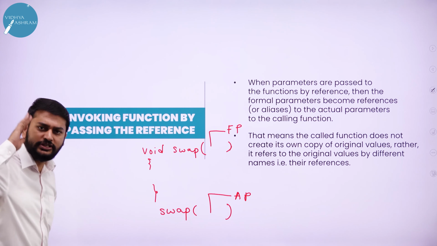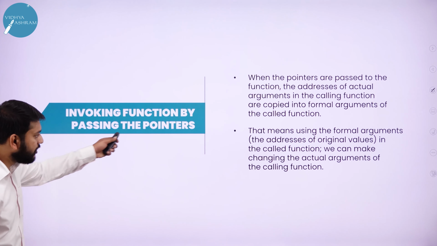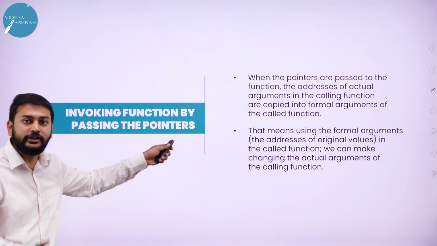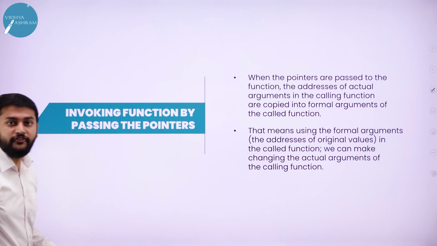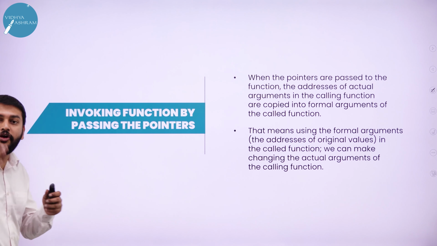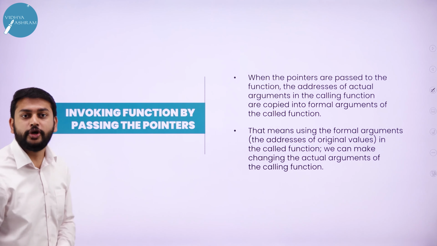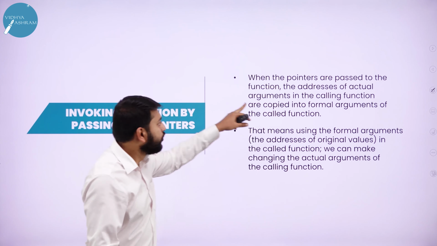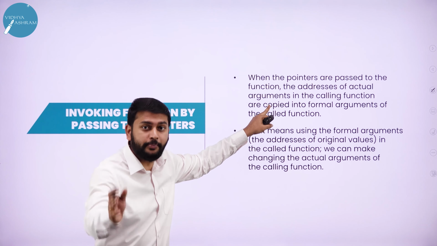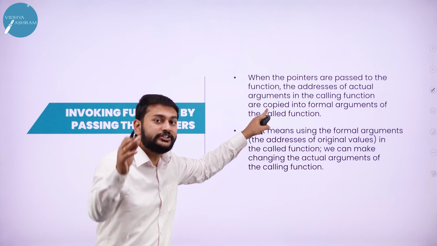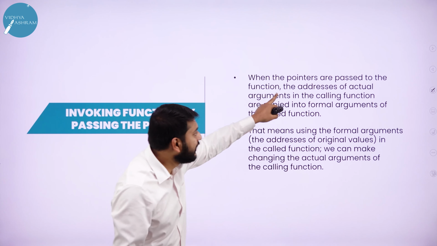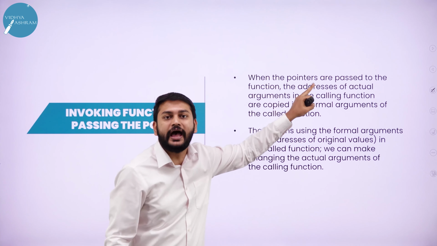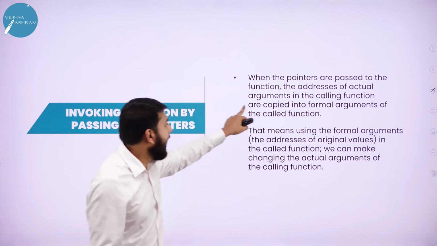The same thing, just remember. So I will explain the next concept also. By passing the pointer, if you try to invoke, what will happen? If you are trying to call or invoke a function by using a pointer, please read this carefully. When pointers are being passed to the function, how do you pass? In the function call you will pass, listen to me carefully, the address of the actual arguments in the calling function will be copied into formal arguments.